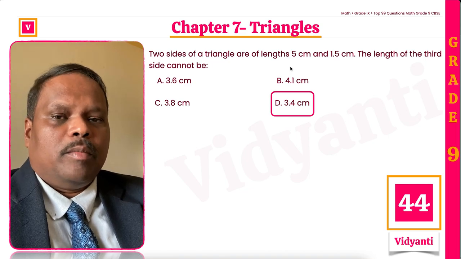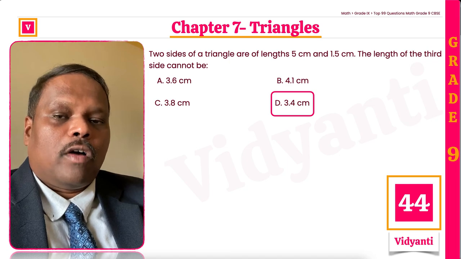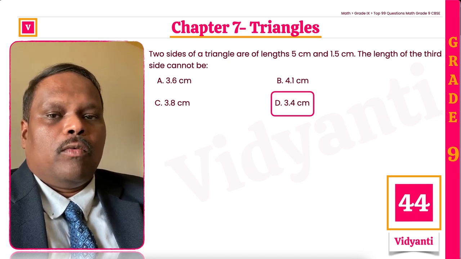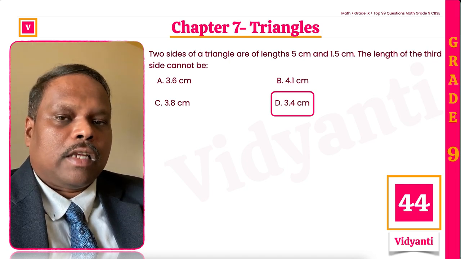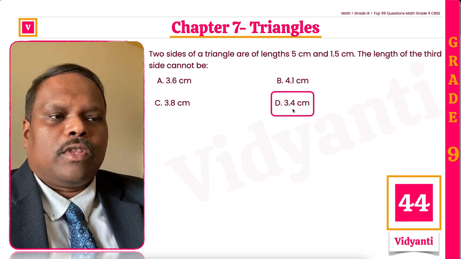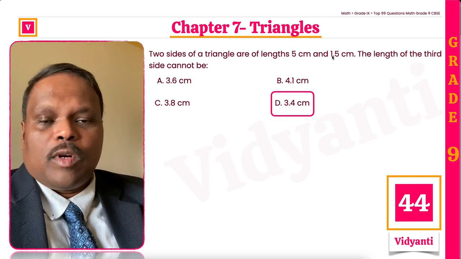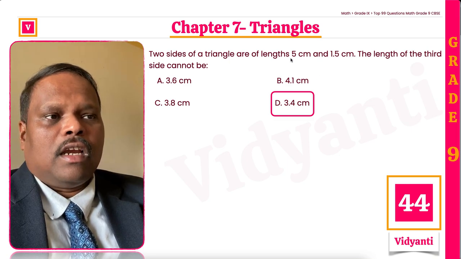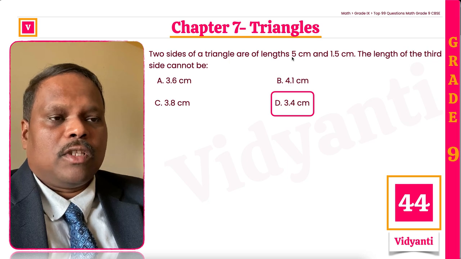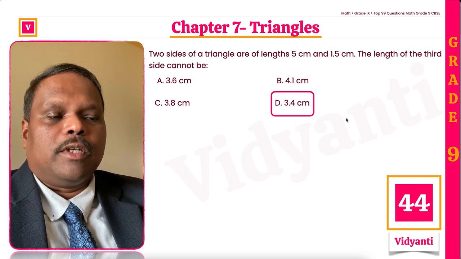Remember, I repeat, in any triangle, the sum of two sides will always be larger than the third side taken by itself, isolated. So if we have 3.4, then it violates that condition, because 3.4 plus 1.5 will become 4.9, and the third side cannot be bigger than that. So this side violates the condition. This triangle is impossible.